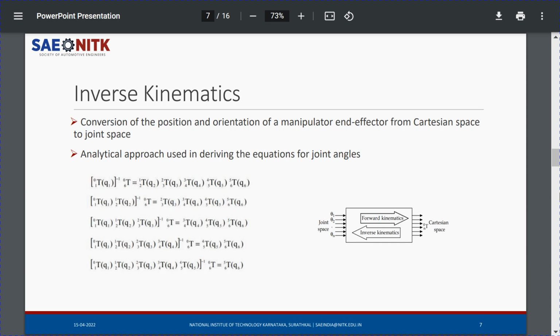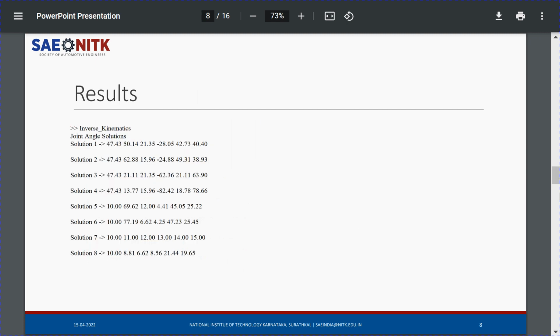The main solution techniques for the inverse kinematic problems are the algebraic, geometric, and the numerical methods. And in this project, only the algebraic solution of the robot arm is examined. For a given position of the end effector, all the possible joint angle solutions have been listed here.